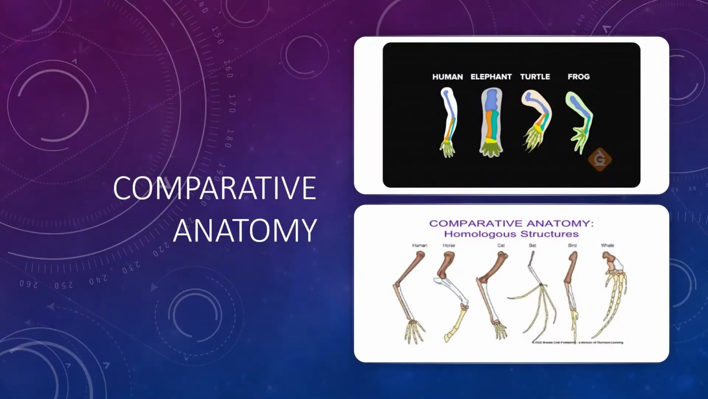All right, next is comparative anatomy. This is essentially just looking at structures of different organisms and comparing them to see how similar or different they are from one another. In the images, you can see a human arm compared to an elephant, turtle, frog, horse, cat, bat, bird, and whale. You compare how similar or different they are from one another, and then you can piece together a phylogenetic tree or a cladogram.